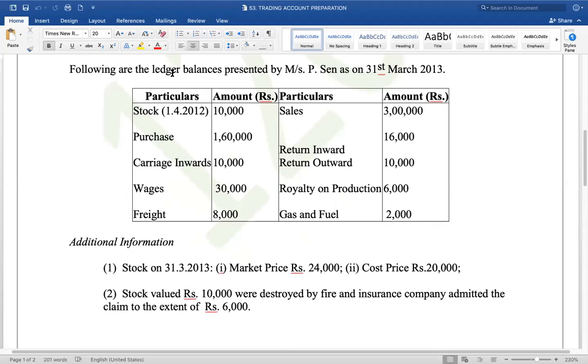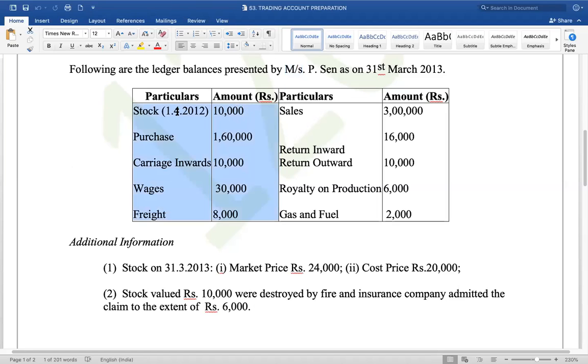It's a summary balance of Messrs. What does it mean? What is Messrs? It's the plural form of Mr. If you are one, Mr. If you are two or three people coming together and starting a business, then it is Messrs. Plural form of Mr. is Messrs. P. Sane, as on 31st March 2013. Right? Okay.